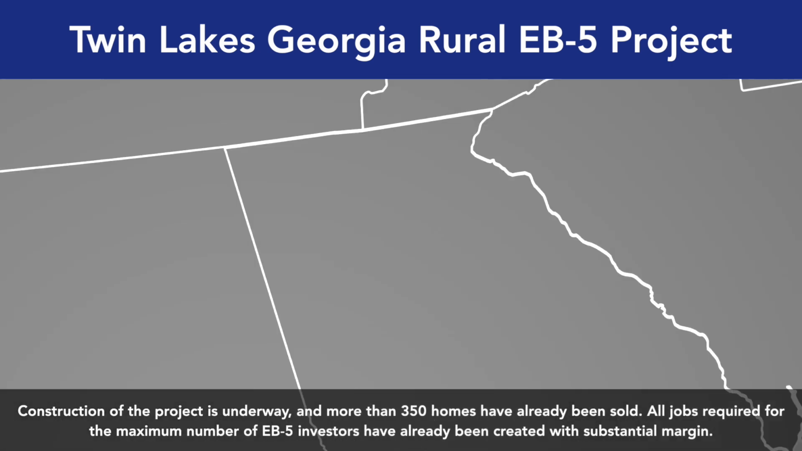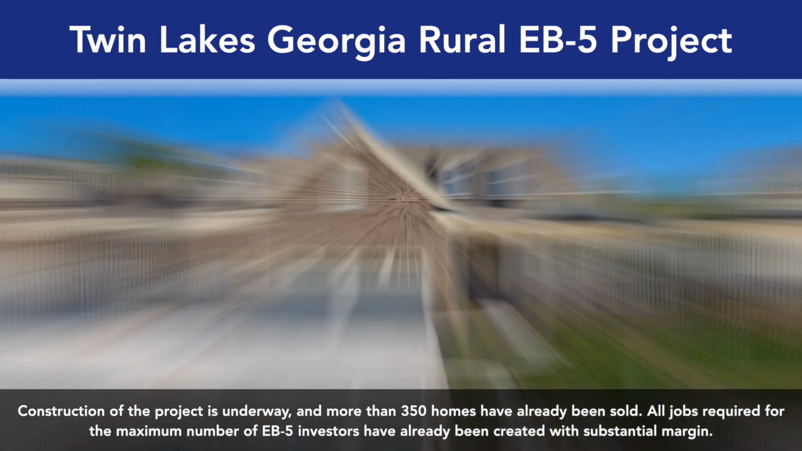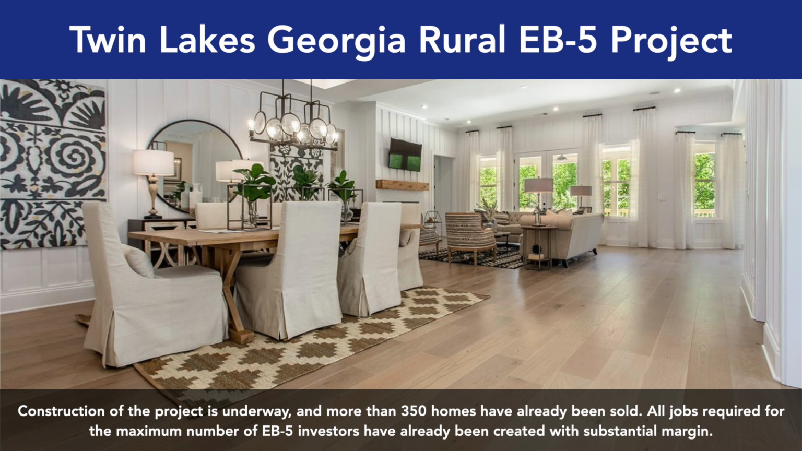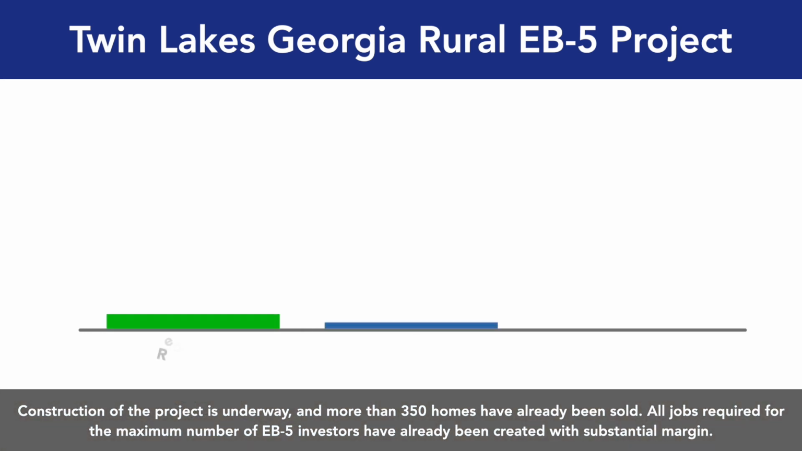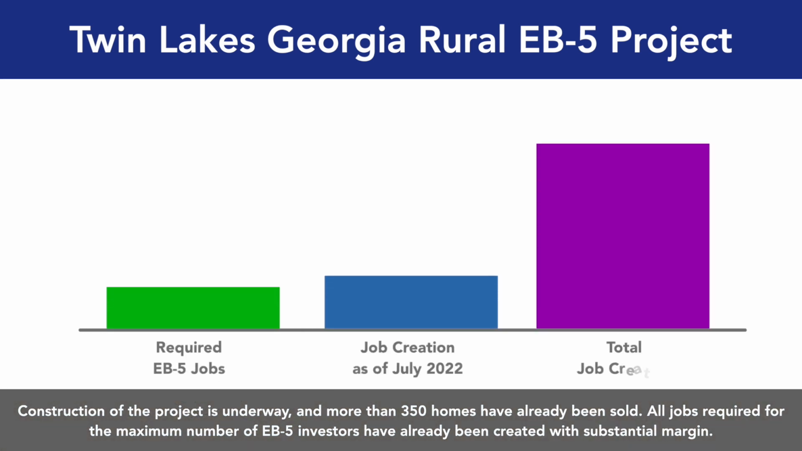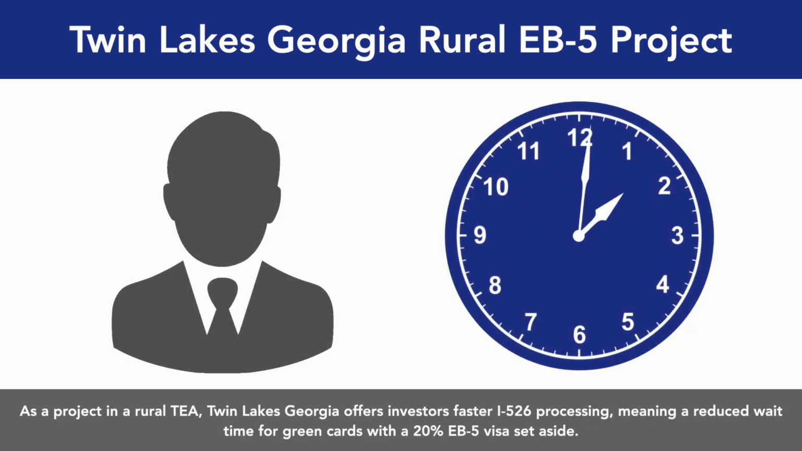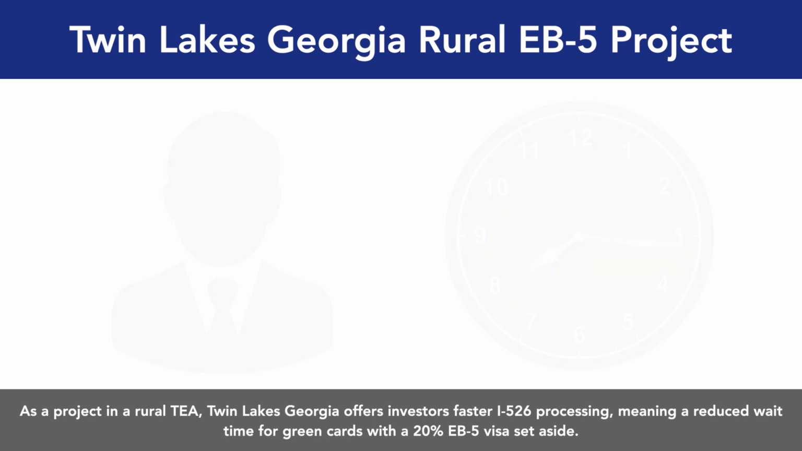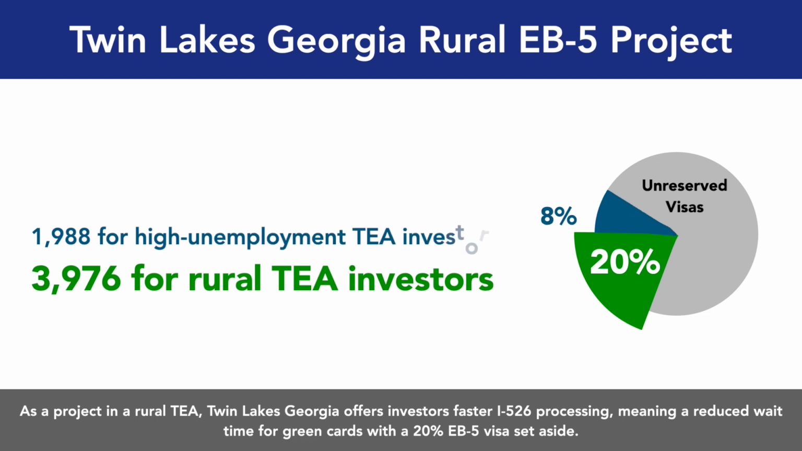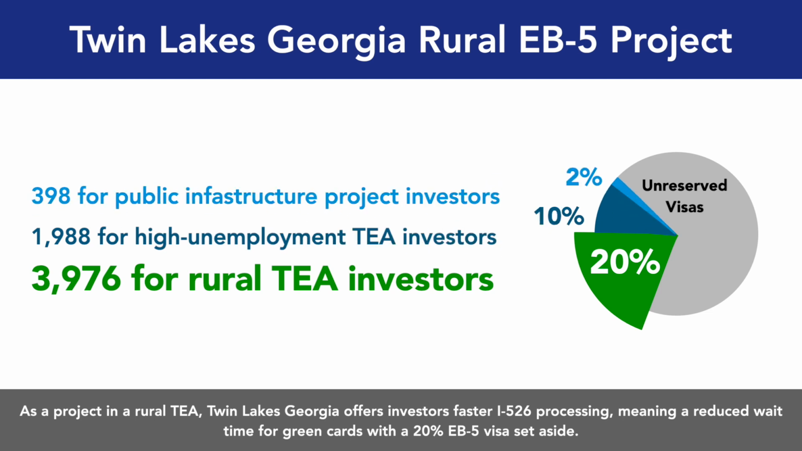Construction of the project is underway and more than 200 homes have already been sold. All jobs required for the maximum number of EB-5 investors have already been created with substantial margin. As a project in a rural TEA, Twin Lakes, Georgia offers investors faster I-526 processing, meaning a reduced wait time for green cards with a 20% EB-5 visa set aside.